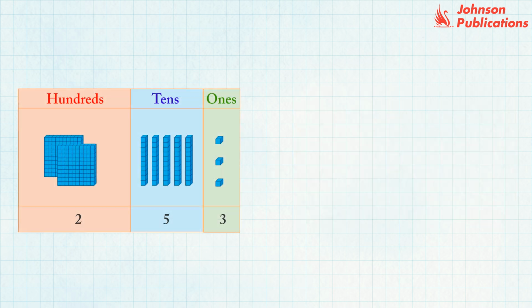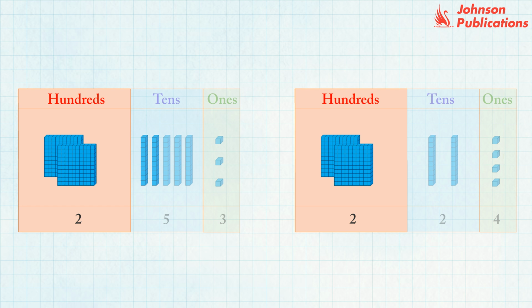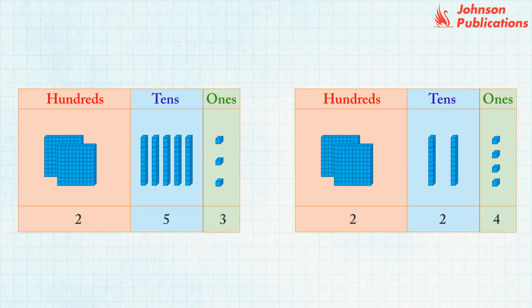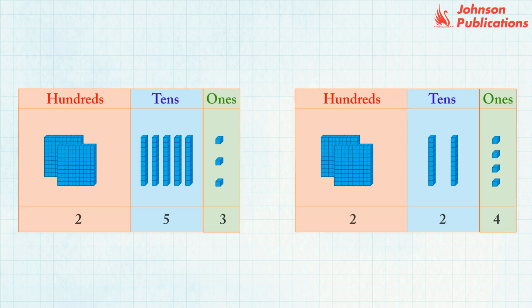Let us now compare 253 and 224. In these numbers, the digits in the hundreds place are the same. So we compare the digits in the tens place. Here 5 is greater than 2 and so 253 is greater than 224. So we learn that if digits at hundreds place are the same, then compare the digits at the tens place.